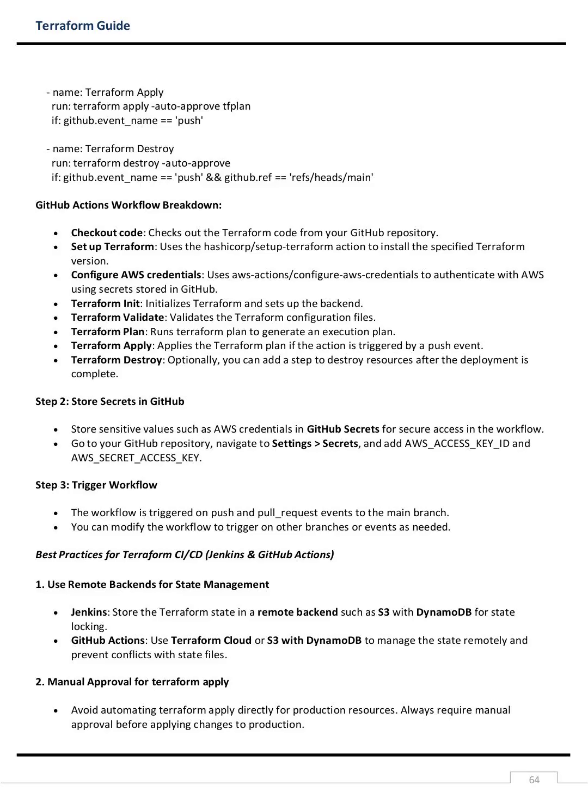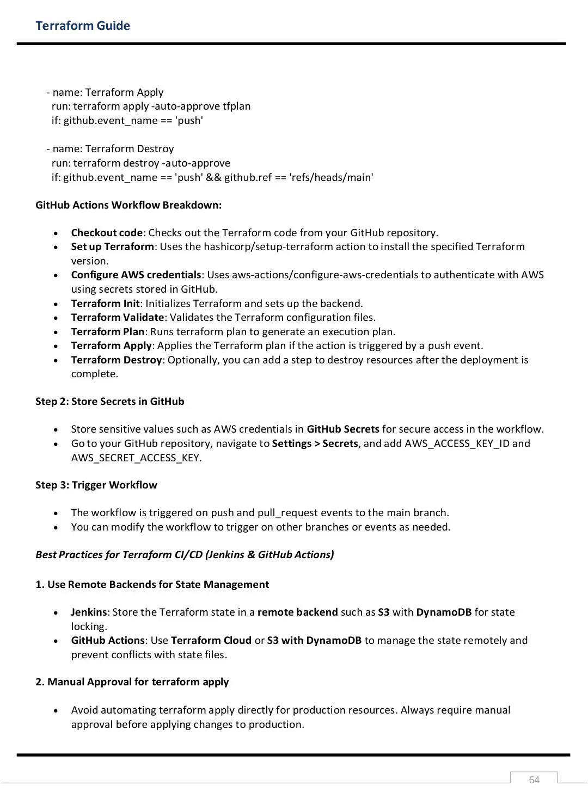Best practices for Terraform CI/CD, Jenkins and GitHub Actions. 1. Use remote backends for state management. Jenkins: store the Terraform state in a remote backend such as S3 with DynamoDB for state locking. GitHub Actions: use Terraform Cloud or S3 with DynamoDB to manage the state remotely and prevent conflicts with state files.